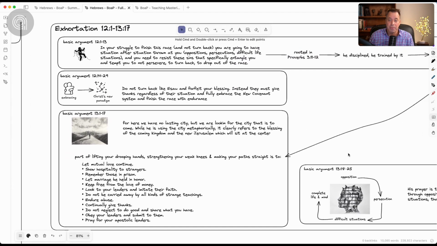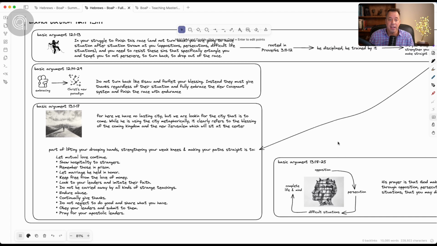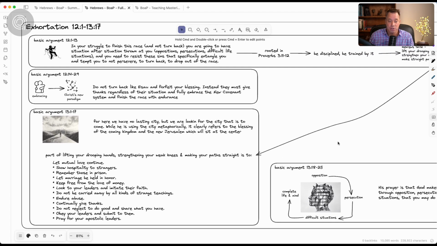And in the meantime, we're to be building his city, his kingdom, his plan, which is his church as families. So part of lifting your drooping hands up and strengthening your weak knees and making straight paths for your feet is to let mutual love continue. Show hospitality to strangers. Remember those in prison. Let marriage be held in honor. Keep free from the love of money.